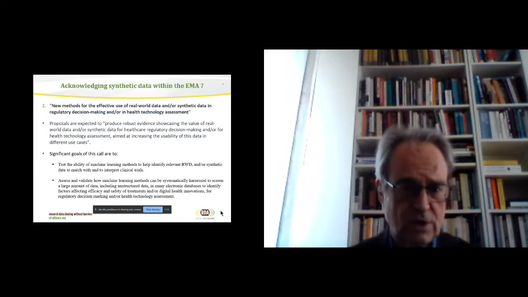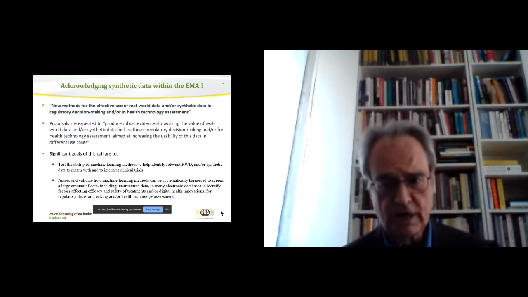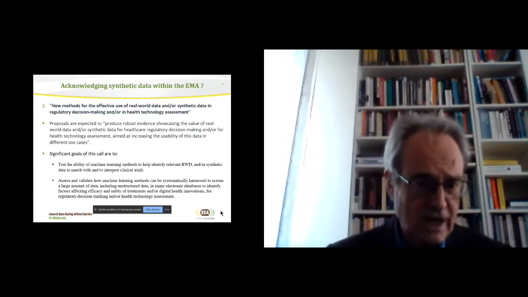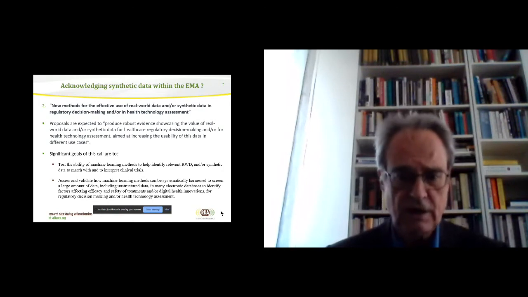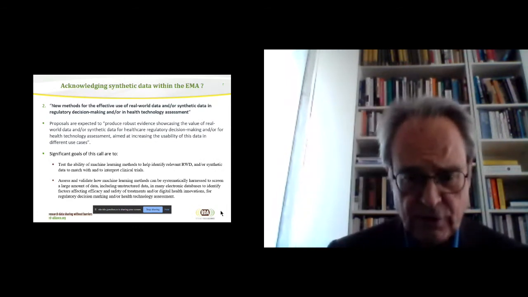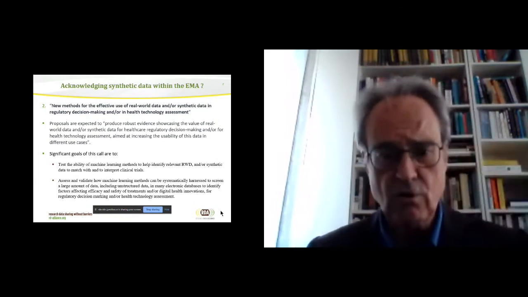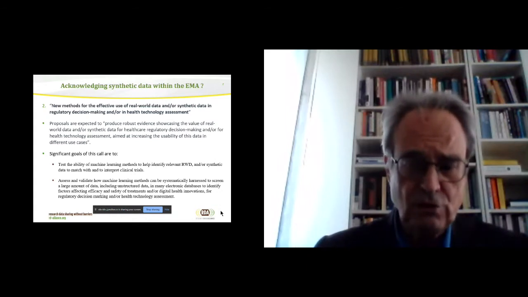Significant goals of this call are to test the ability of machine learning methods to help identify relevant real-world data and/or synthetic data to match with and to interpret clinical trials, to assess and validate how machine learning methods can be systematically harnessed to screen a large amount of data, including unstructured data in many electronic databases, to identify factors affecting efficacy and safety of treatments and/or digital health innovations for regulatory decision-making and/or health technology assessment. So these are important news which show the interest which is growing around synthetic data.